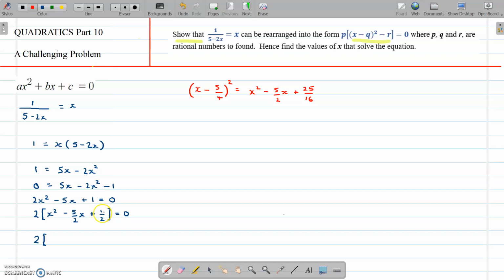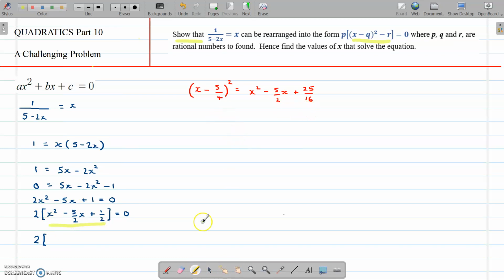So what do I need to take away from 25/16 to bring it down to 8/16? Well, the difference between 25 and 8 is 17. Okay, so I need to take away 17/16. So this part here, okay, which I'll just highlight in there for you.